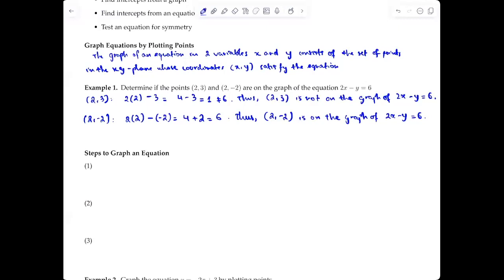Next topic is steps to graph an equation. There are 3 main steps. So the first step is to find the points that satisfy the equation. Find points (x, y) that satisfy the equation. Let's say the given equation.